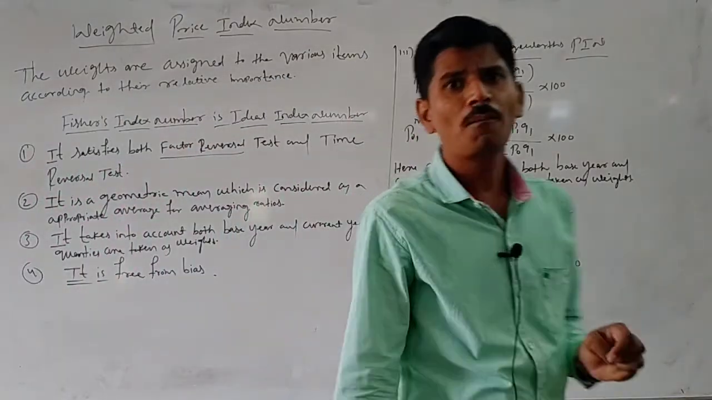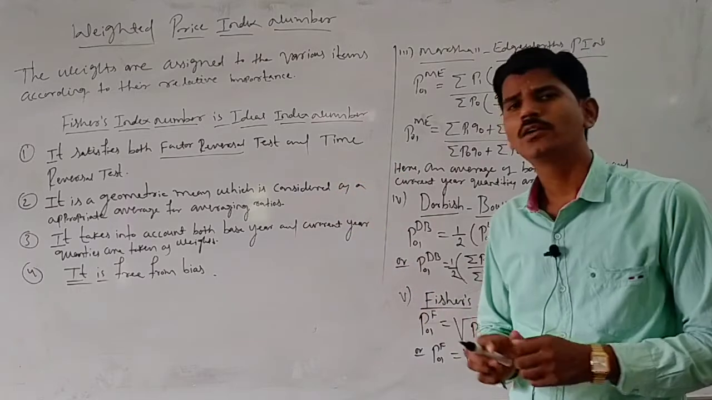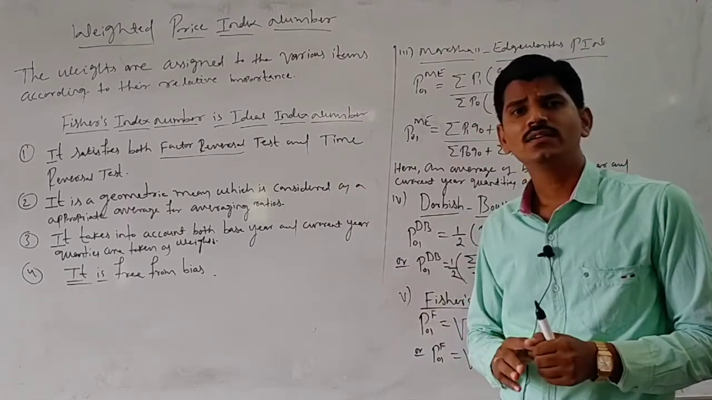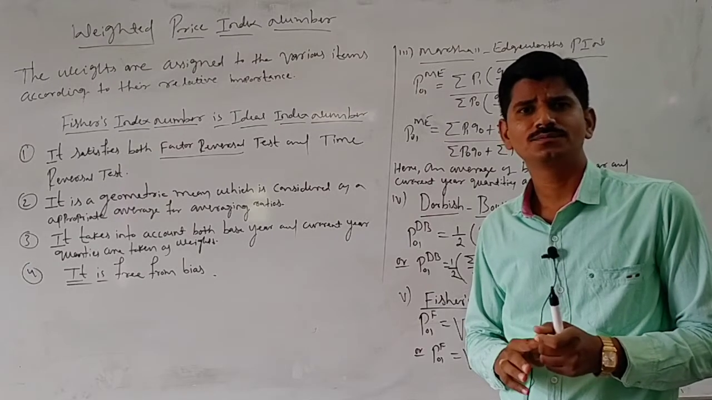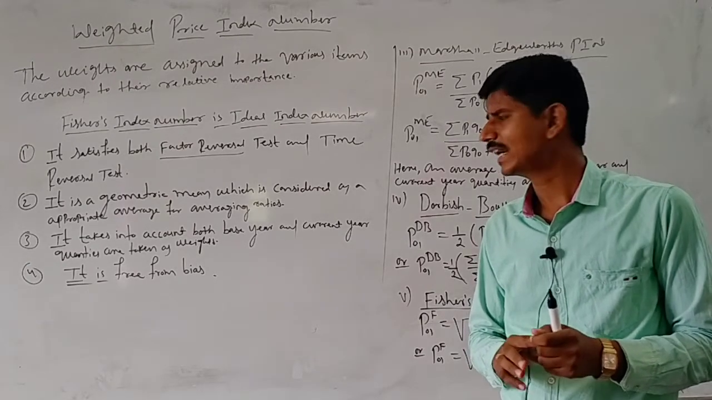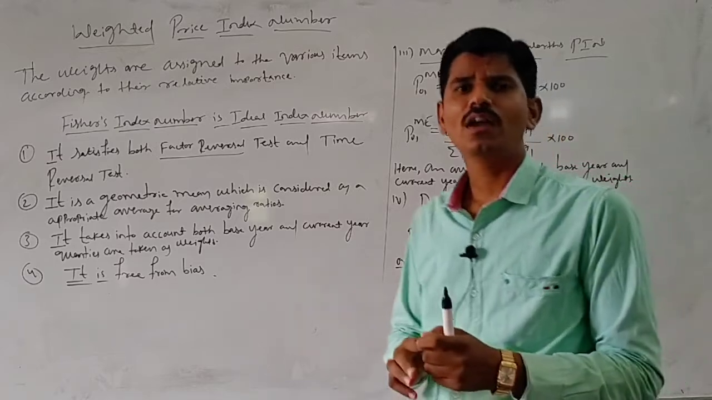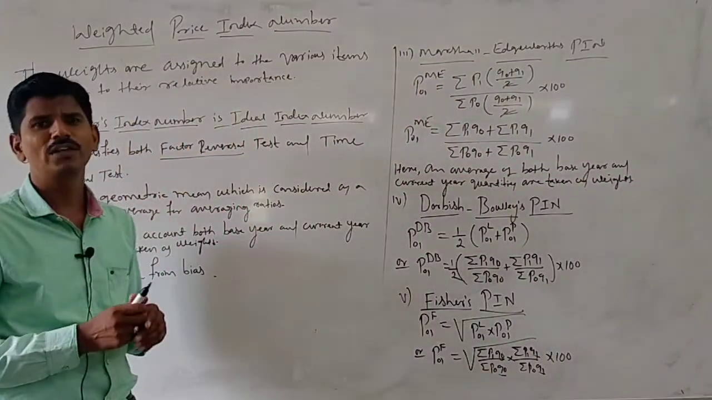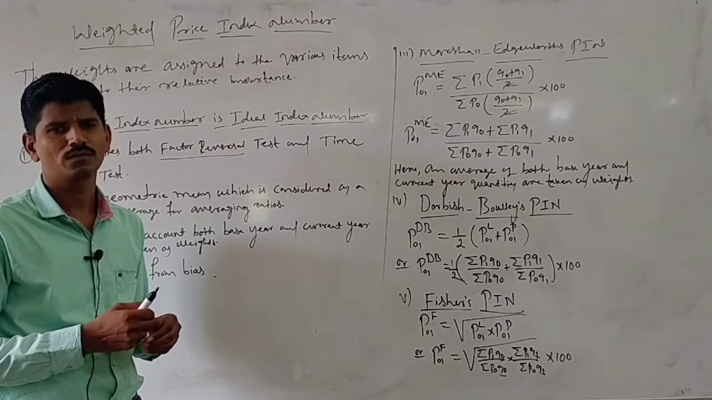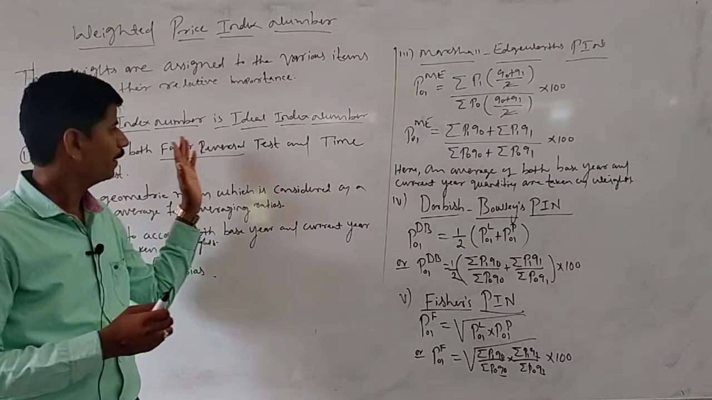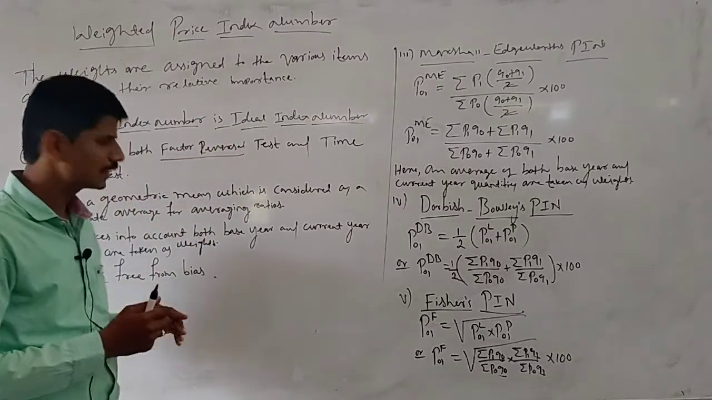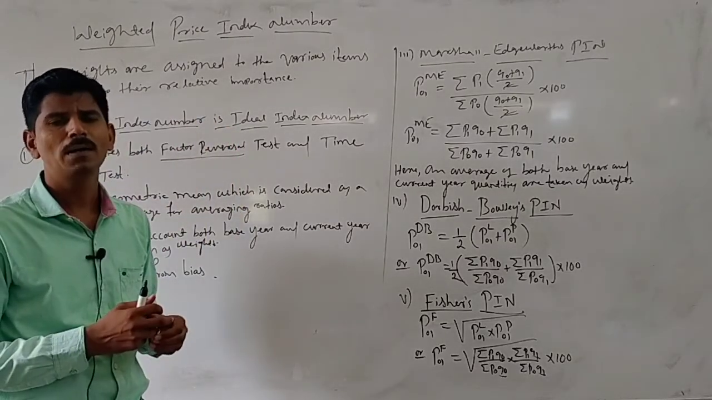Fisher's index number is free from bias. Here we are using the geometric mean, which is considered the best average for averaging ratios. So Fisher's index number is free from bias.